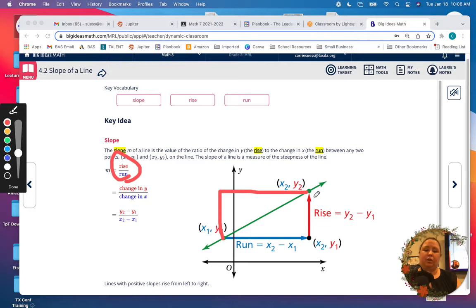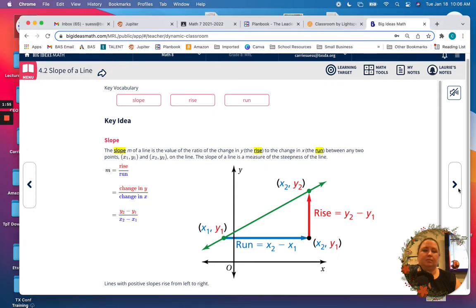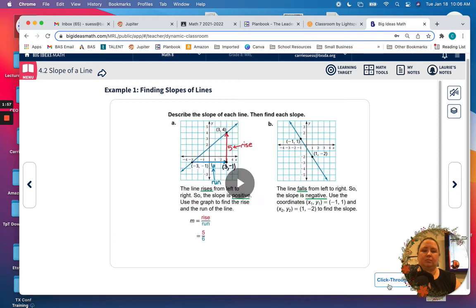So they did run over run and then rise. When you draw it, I would go rise over run, like that. It makes a little more sense. Okay? Any questions about any of these vocabs? No. All right, let's go do the example.